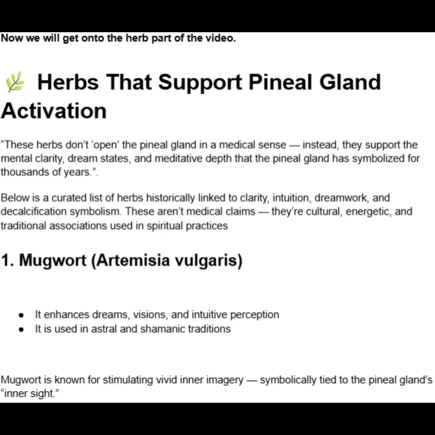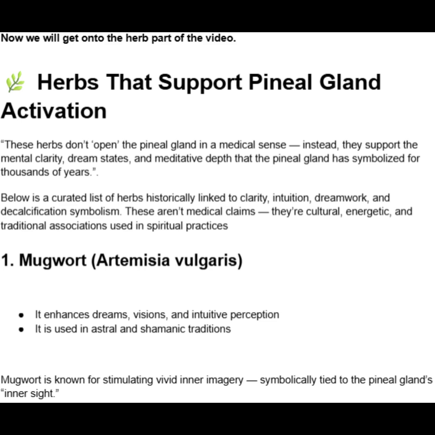Now we will get onto the herb part of the video. Herbs that support pineal gland activation. These herbs don't open the pineal gland in a medical sense. Instead, they support mental clarity, dream states, and meditative depth that the pineal gland has symbolized for thousands of years. Below is a curated list of herbs historically linked to clarity, intuition, dream work, and decalcification symbolism. These aren't medical claims, they're cultural, energetic, and traditional associations used in spiritual practices.